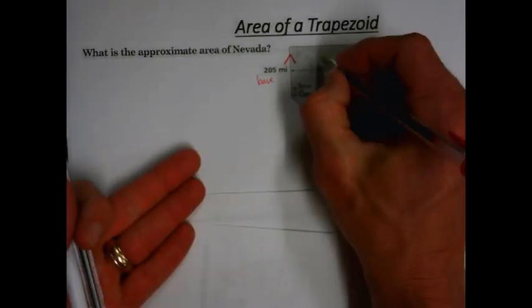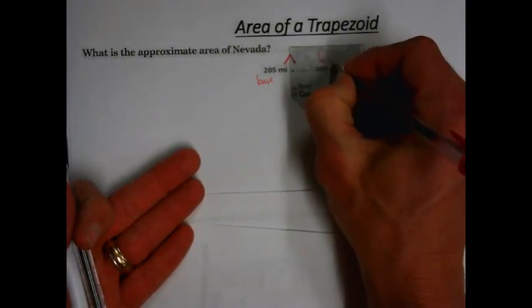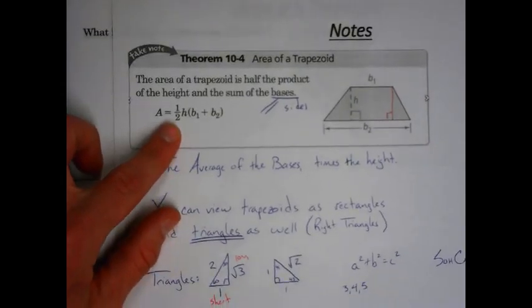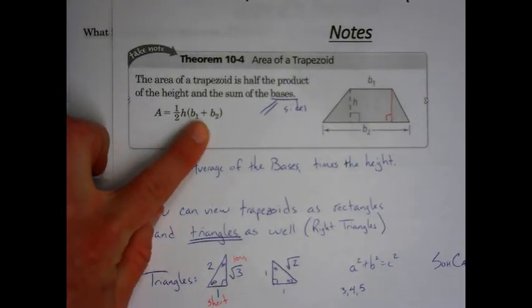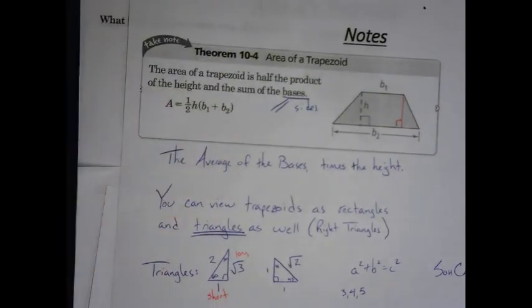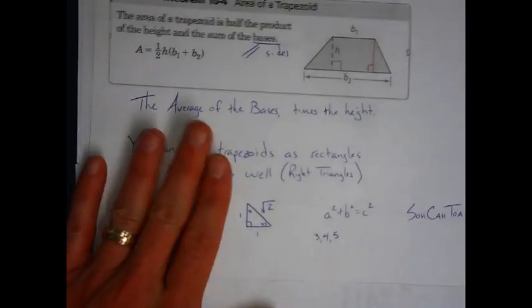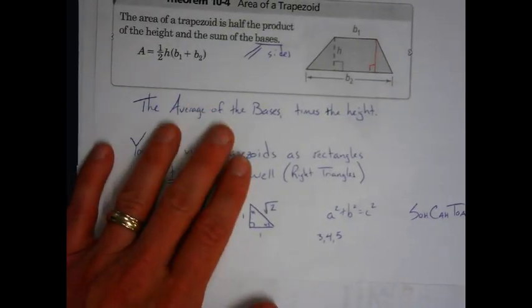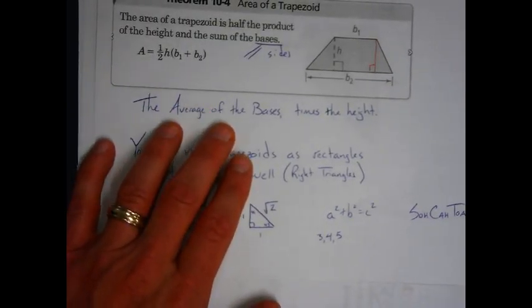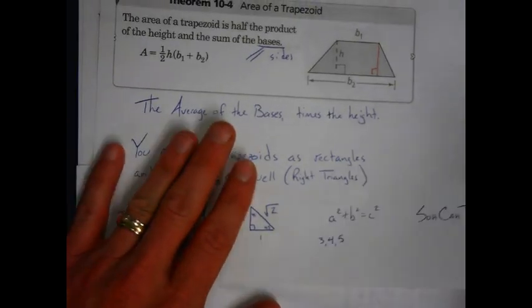So hopefully you see the height then is 309 miles. Okay, so now, if you want to follow the textbook example, you can plug and chug. A equals 1/2 h (b1 plus b2), right? You can just plug and chug. But remember me, I like to use something a little more conceptually appropriate, like the average of the bases times the height. Okay, so I'm going to use that.